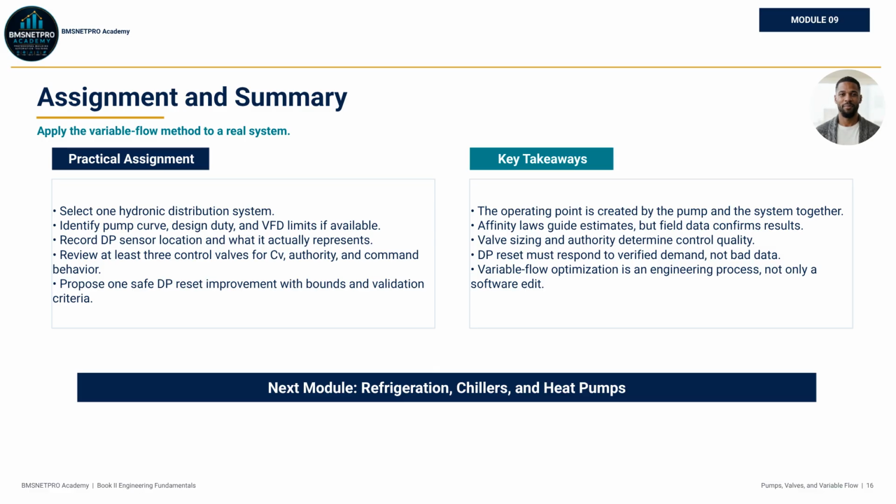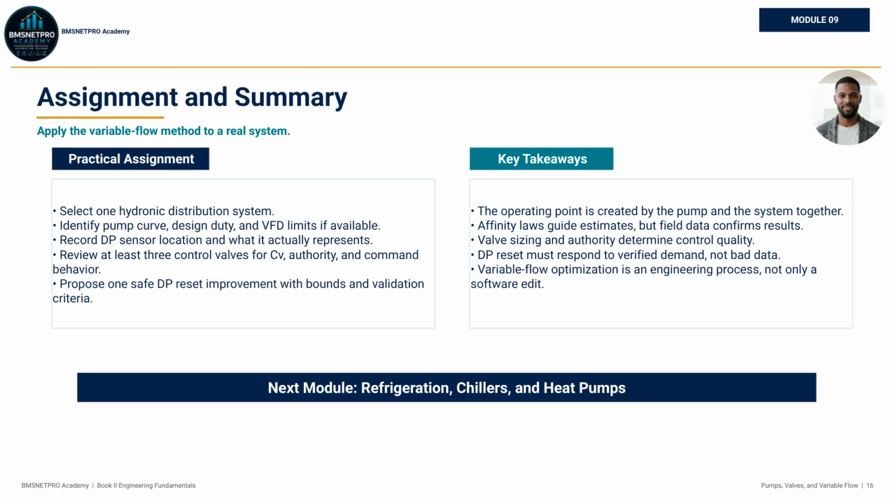Your assignment is to apply this module to a real or sample hydronic distribution system. Identify the pump and VFD limits. Record where the differential pressure sensor is installed and decide what it actually represents. Review selected control valves for CV, authority, and command behavior. Then propose a safe differential pressure reset improvement with minimum and maximum limits, bad data rejection, and validation criteria.